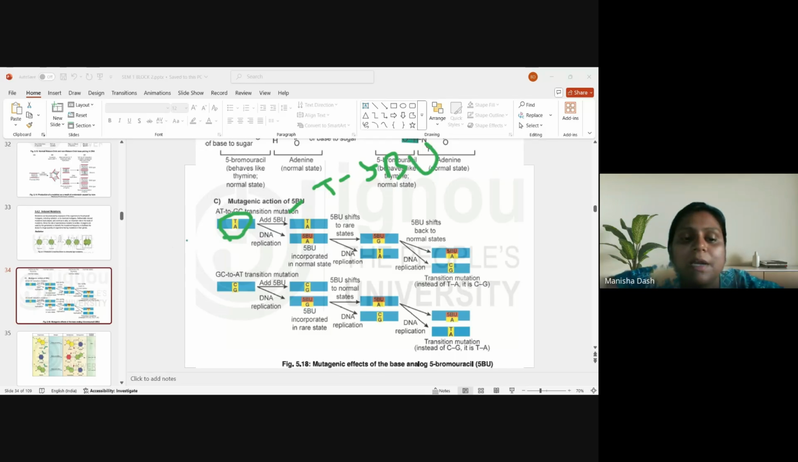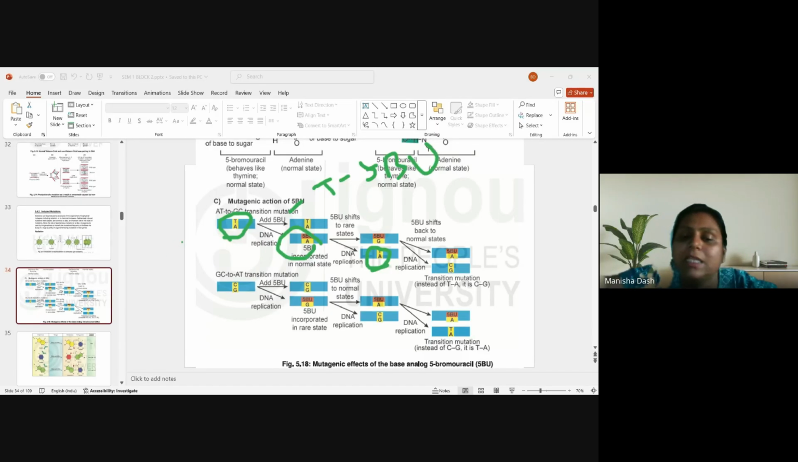Now, this DNA has no problem, so it will have a normal replication procedure. But what will happen to this strand? During the replication, when these two strands separate, the adenine has no problem. It has a common form and it will normally pair with thymine. So this DNA strand also has no problem.